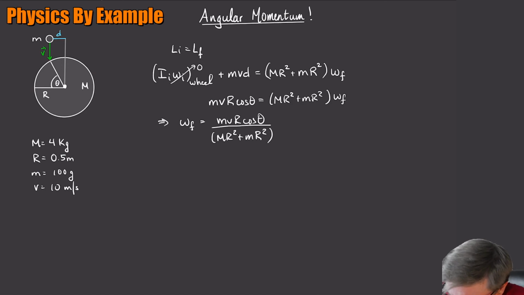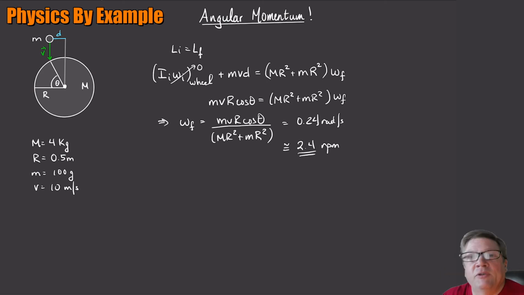So if you plug in all of those numbers, I got like 0.24 radians per second. And then if you want to put that in terms of RPM, that's how most people like to think of it. Remember what you do to go from one to the other. Roughly, you just move the decimal point over, right? So that's going to be about 2.4 revolutions per minute, something like that.